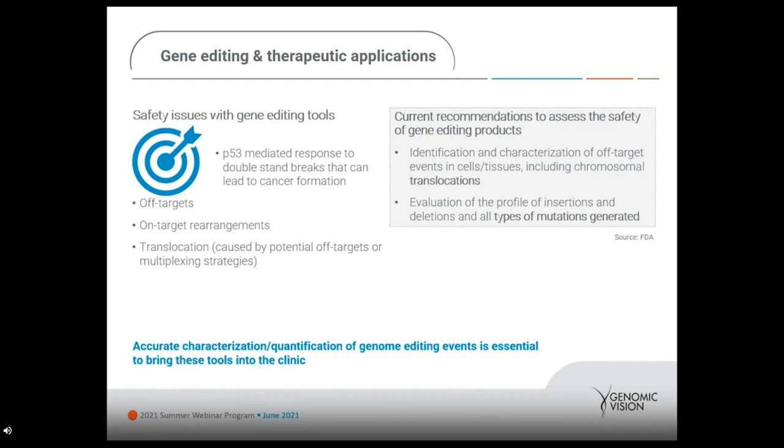So the regulatory agencies recommend to identify and characterize off-targets and also chromosomal translocations, and to evaluate the profile of insertions and deletions and all types of mutations generated at the targeted locus. So it's really important to accurately characterize and quantify gene editing events in order to mitigate the risk-benefit balance and bring this tool safely to the clinic.